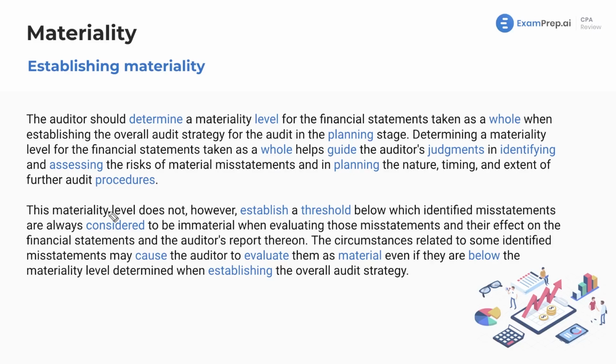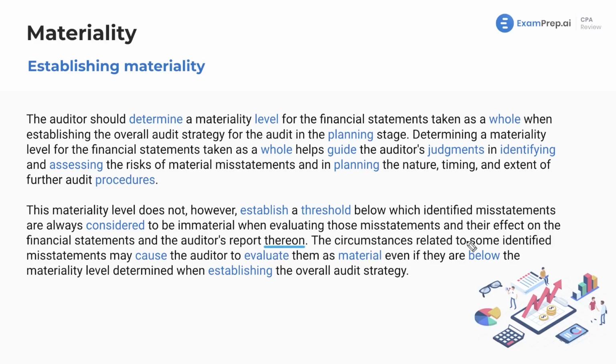This materiality level does not, however, establish a threshold below which identified misstatements are always considered to be immaterial when evaluating those misstatements and their effect on the financial statements and the auditor's report thereon. I would never say thereon, but this is pulled directly from the AICPA's authoritative literature. But maybe I will. Expand my vocabulary a little bit.